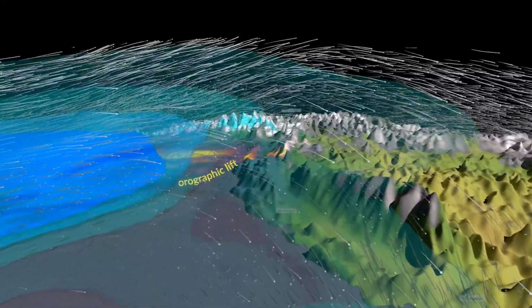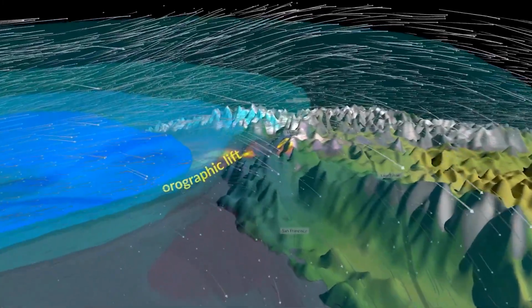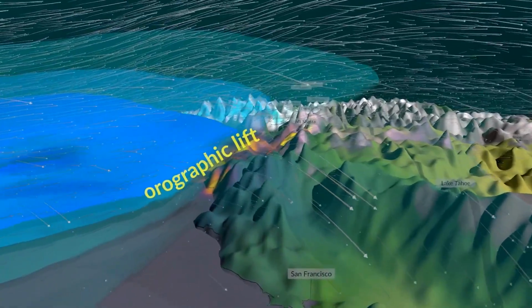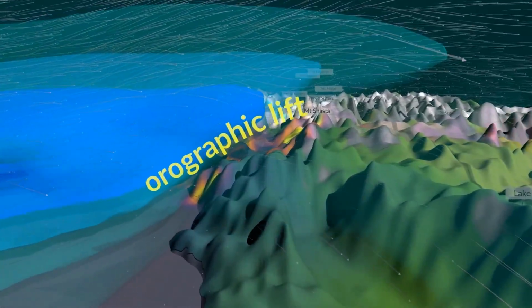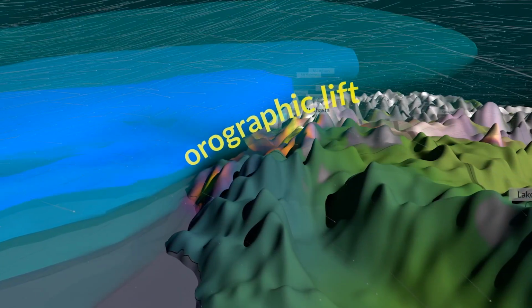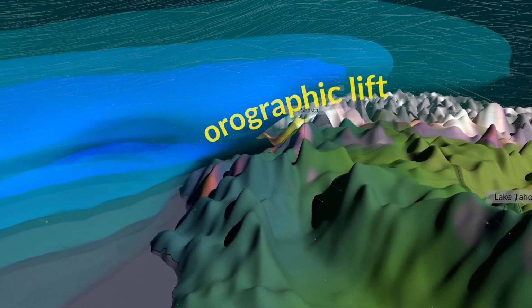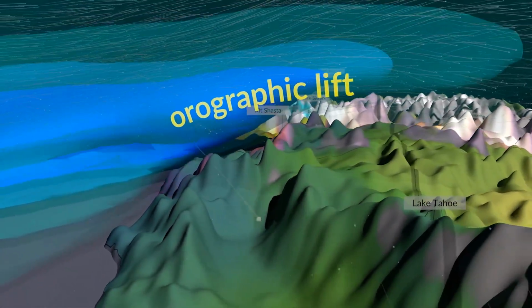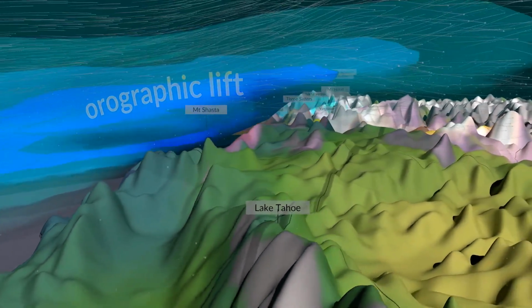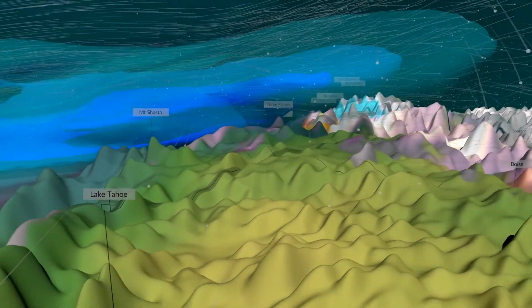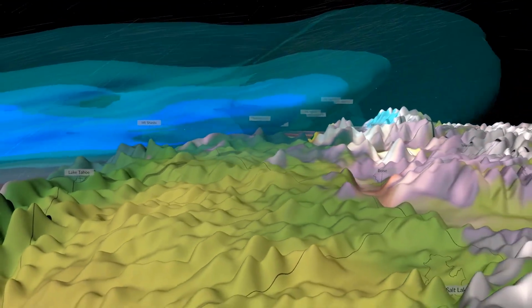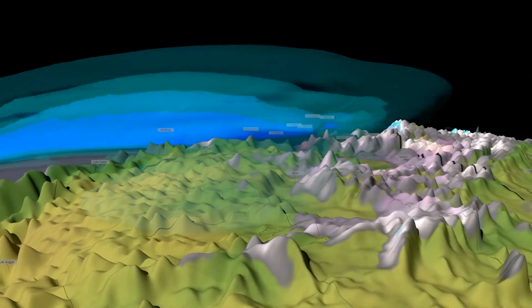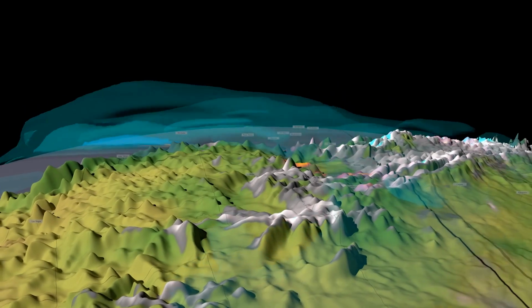Another way that air can rise and condense into precipitation is through orographic lift. When air encounters the mountains along the west coast of the United States, it is forced upwards. The rising air becomes saturated, causing rain and snow to fall, particularly on the windward side of the mountain. The flow of air continues eastward, depleted of its moisture.